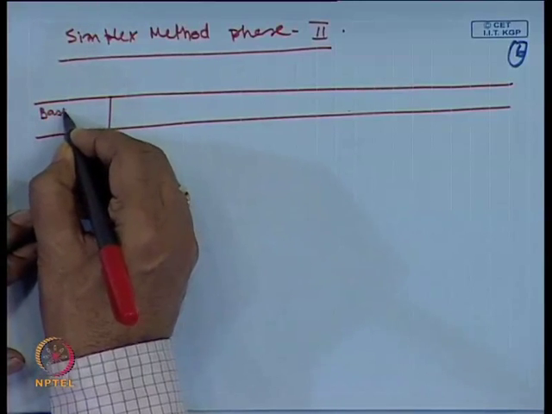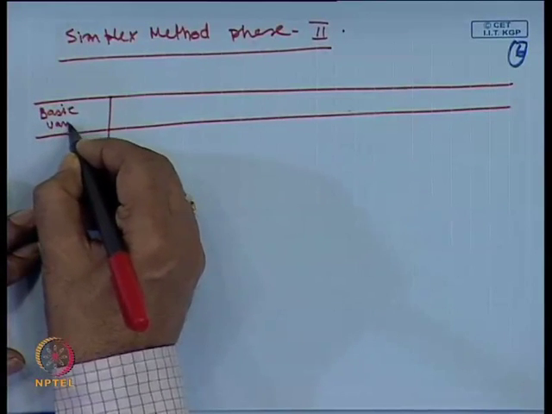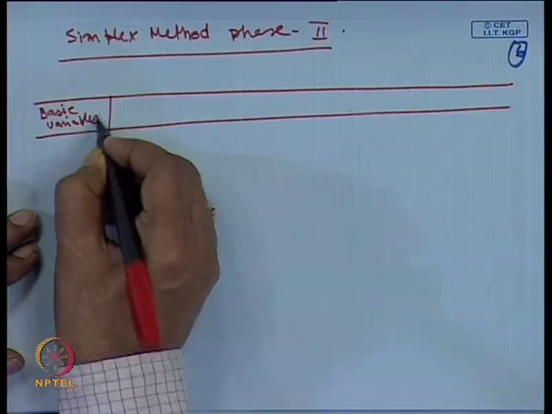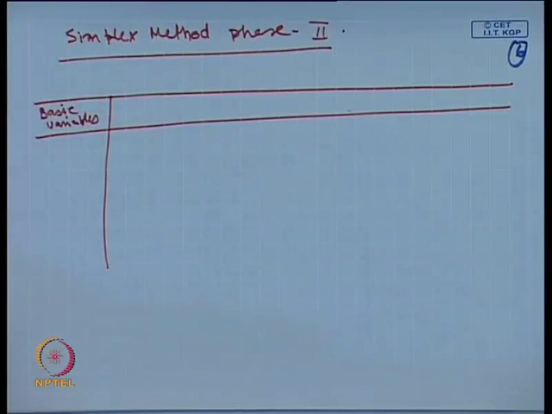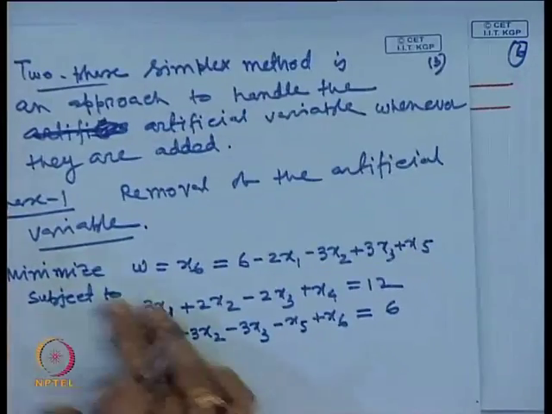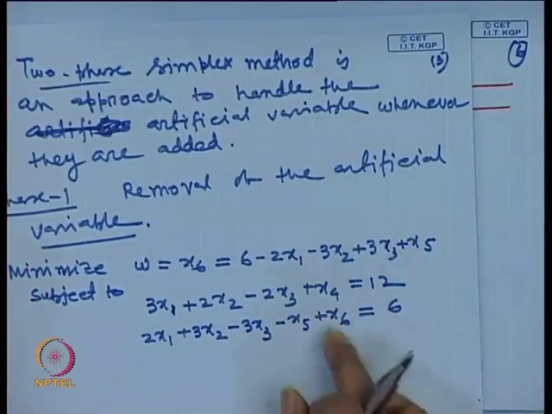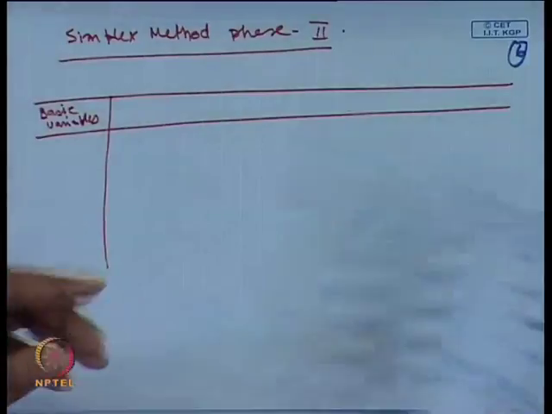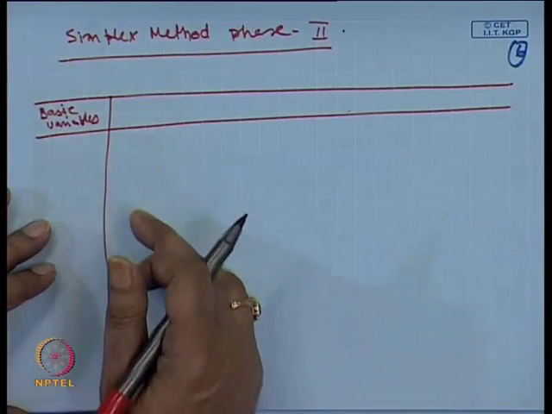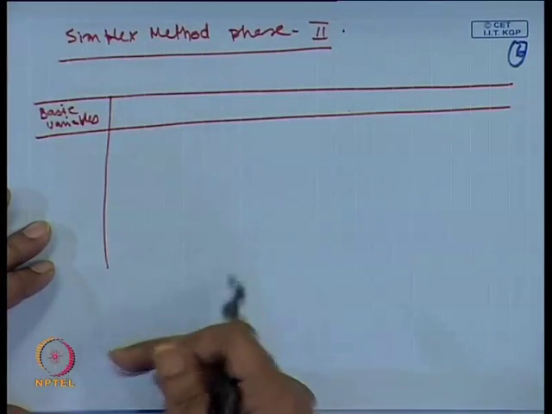basic variables. See from this equation, our optimization value is 0. So, now the only thing left is X6 is 0, agree? X6 is 0, that is.